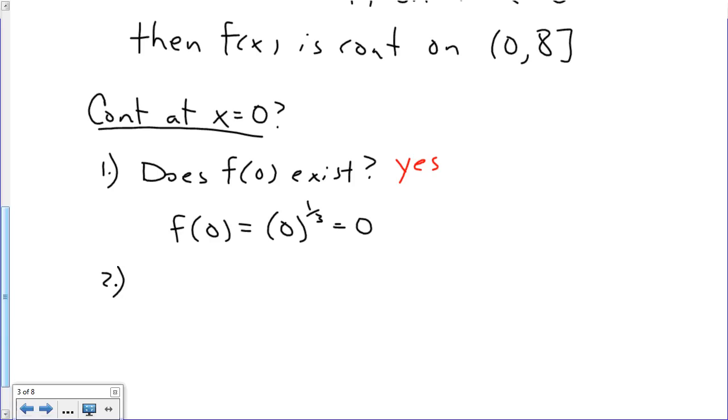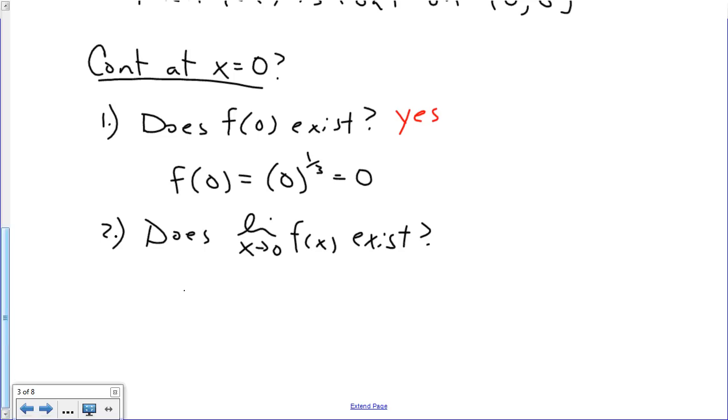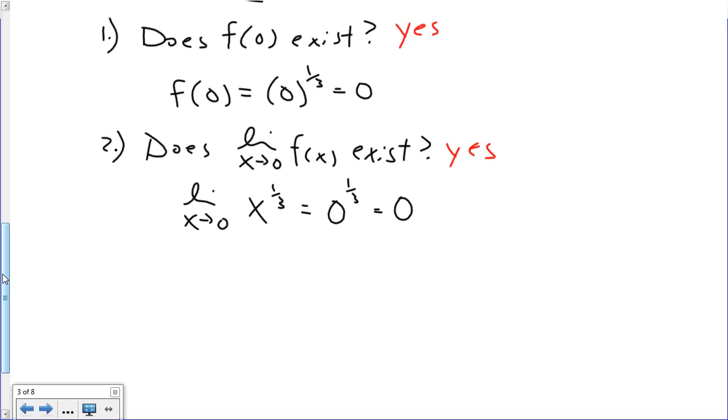The second condition for continuity, or the second part of the definition, I'm going to write it as a question again: does the limit as x goes to 0 of f of x exist? All right, so if we take the limit as x goes to 0 of x to the 1/3, now again, we can find a limit by using substitution. If I plug in 0, I'd get 0 to the 1/3 power, which of course is equal to 0. So that means the limit exists. We get some number out, so yes, the limit exists. That's 2 down.